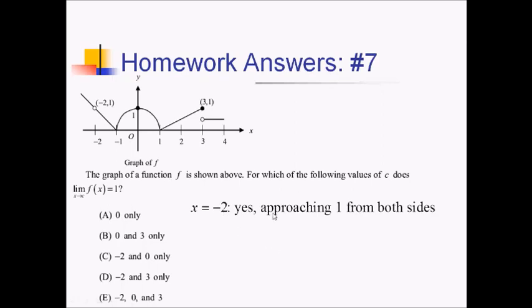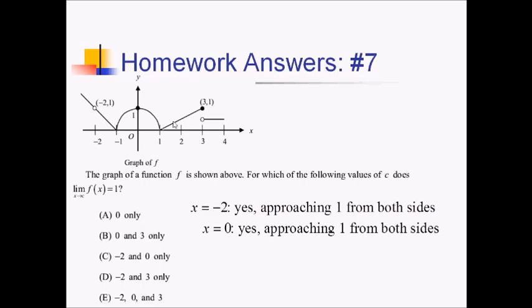So -2 is a yes. We're approaching 1 from both sides. How about 0? Well, at 0, as we approach from the left and the right, we're also approaching the y value 1. So 0 is a yes. And the only other possibility we care about is 3.